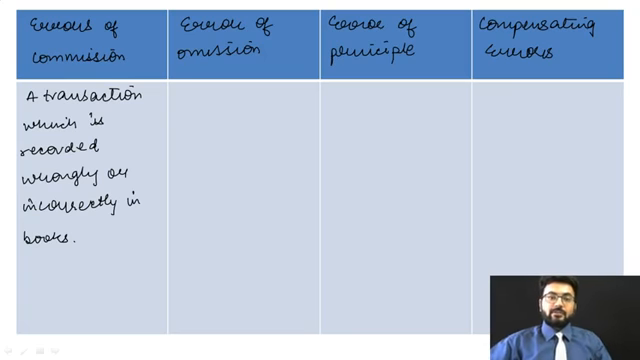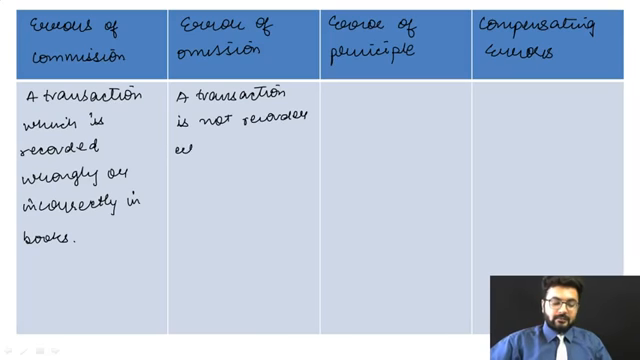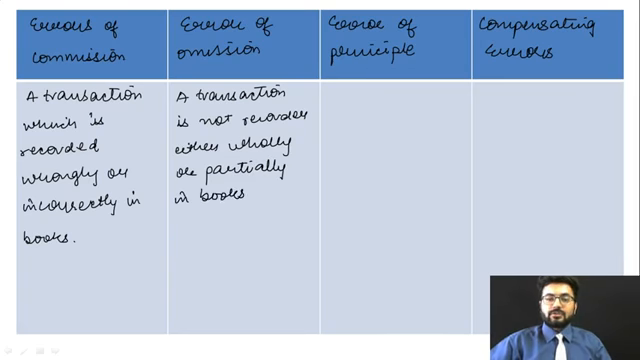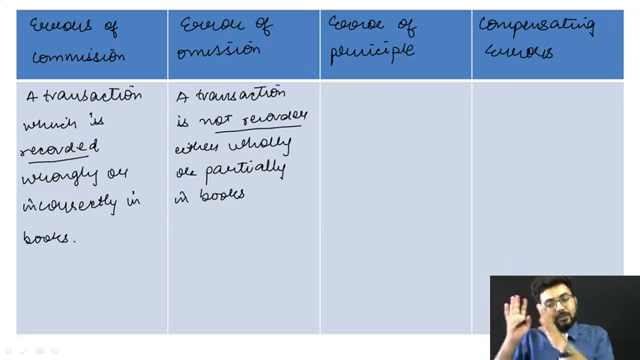Error of commission, error of omission, that means it is a particular transaction that is not recorded, either wholly or partially in books. So what is the difference between this is recorded and this is not recorded? Either the total transaction is not recorded, or half of the transaction, or you can say a part of it, is not recorded. Got it? Got my point?